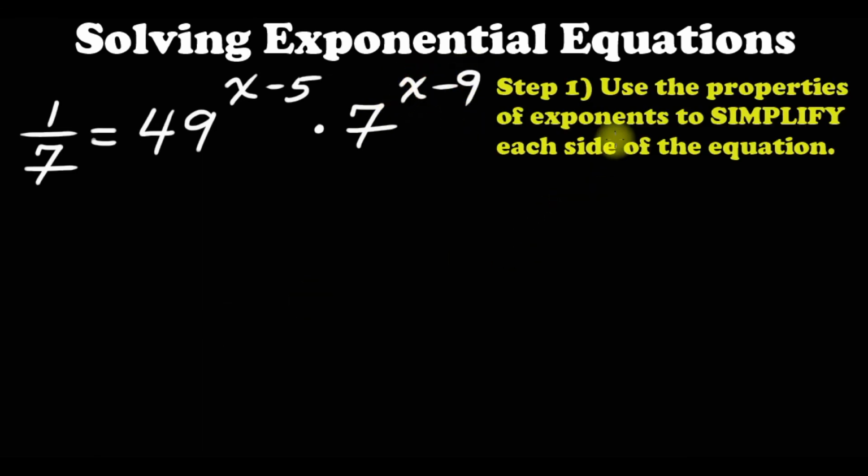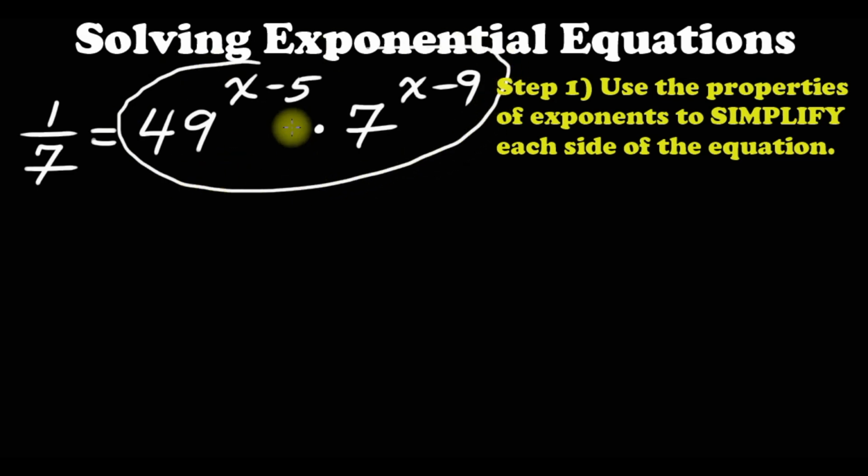Okay, so step 1 is to use the properties of exponents to simplify each side of the equation. So here we would have to simplify the right hand side of the equal sign. In order for us to add the exponent here, we got to have the same base. Here we don't have the same base. This is base 49, this is base 7. But we can rewrite one of them to the same base. So we can change 49. So here 49 can be rewritten as 7 squared.